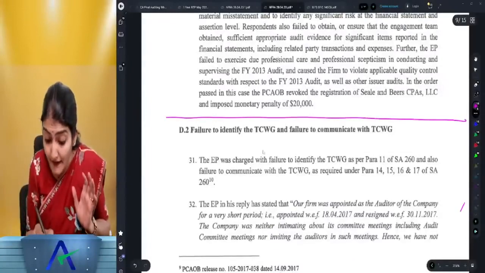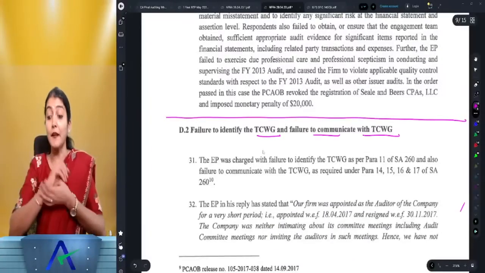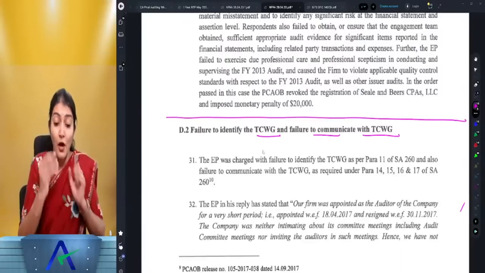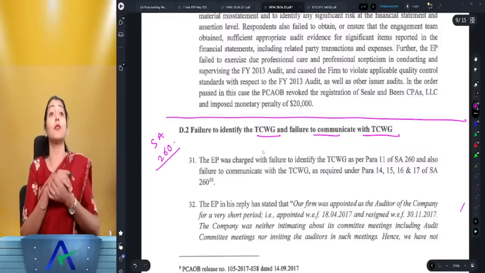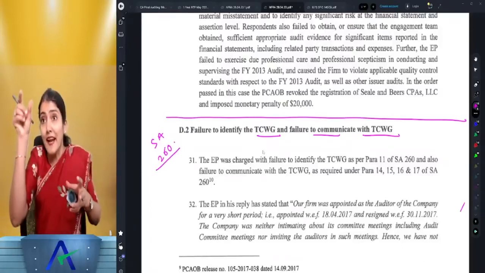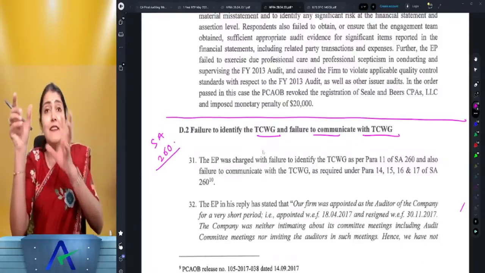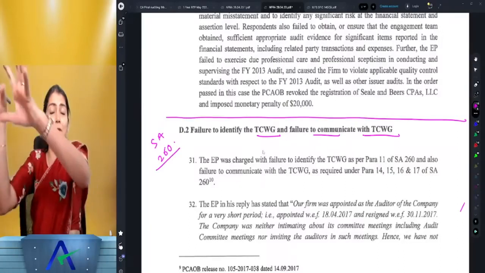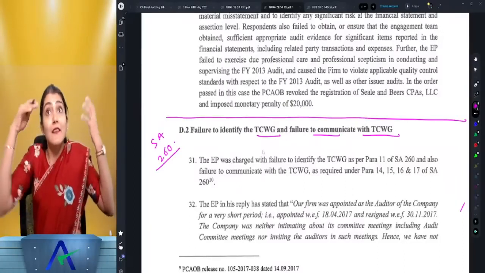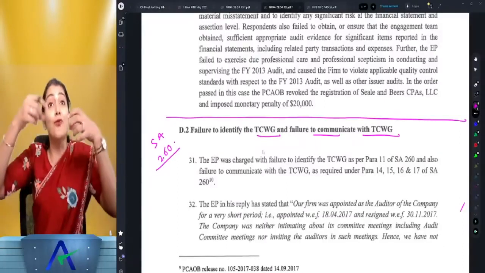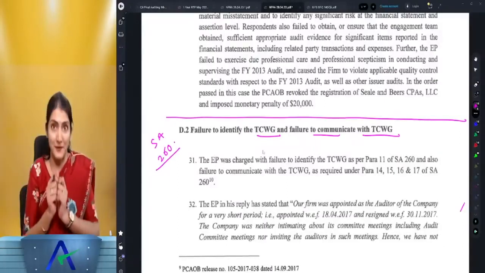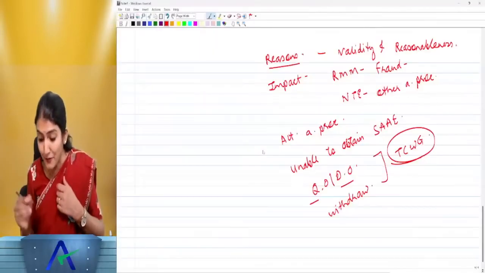Then failure to identify the TCWG and failure to communicate with TCWG. Oh my God, we have an auditing standard, SA 260, communication with those charged with governance. So if in the entity it is identified that these are TCWG, then you directly communicate to them. If the entity doesn't know the term TCWG, first you have a discussion with the management as to whom you will consider to be TCWG. And then you need to communicate to TCWG.